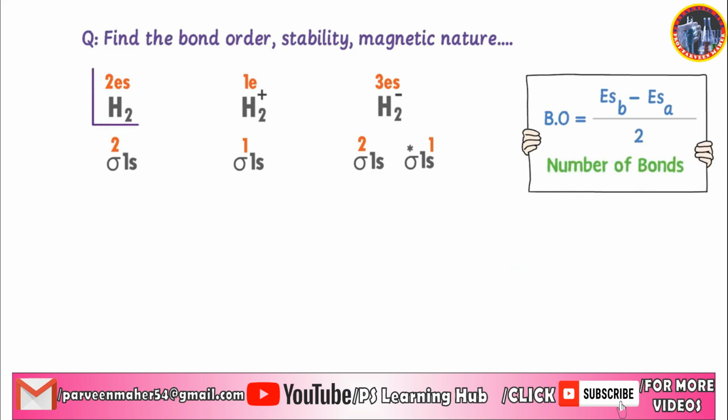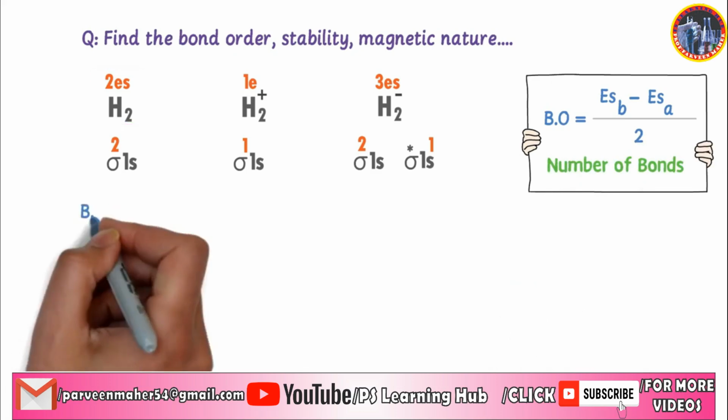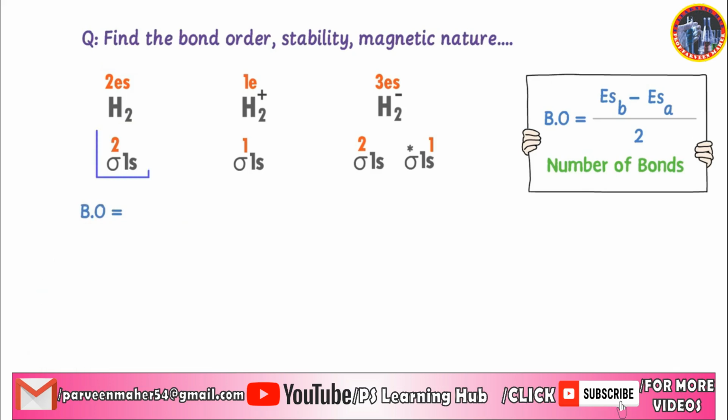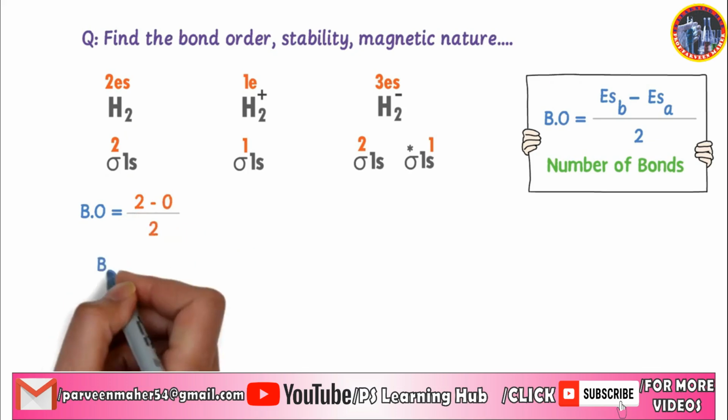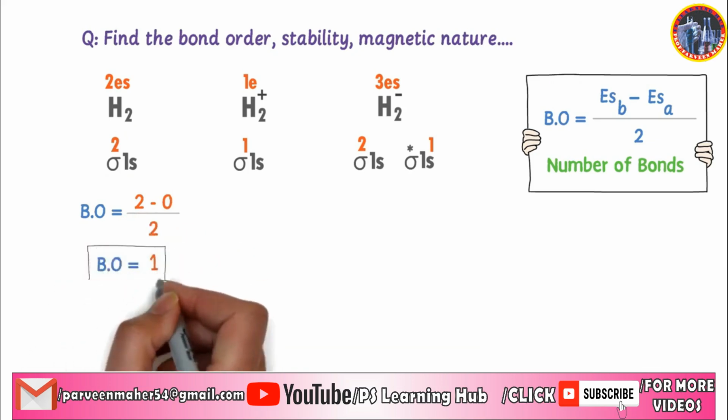In case of the H2 molecule, bond order is equal to the number of electrons in the bonding molecular orbital, which is 2, minus 0 because there is no electron present in the anti-bonding molecular orbital, divided by 2. So the bond order of the H2 molecule is 1.